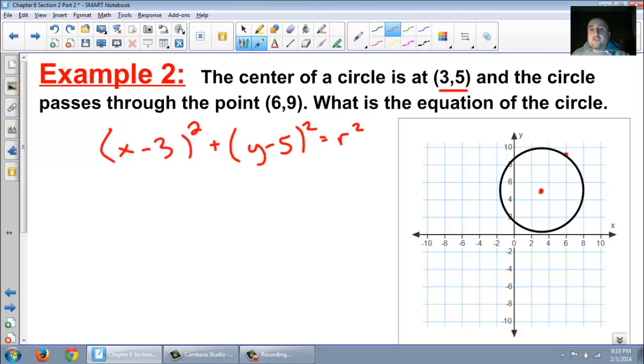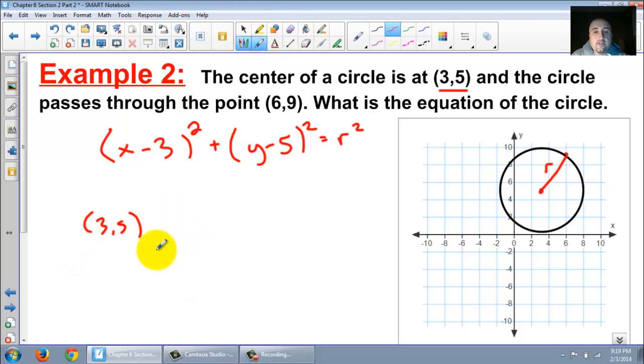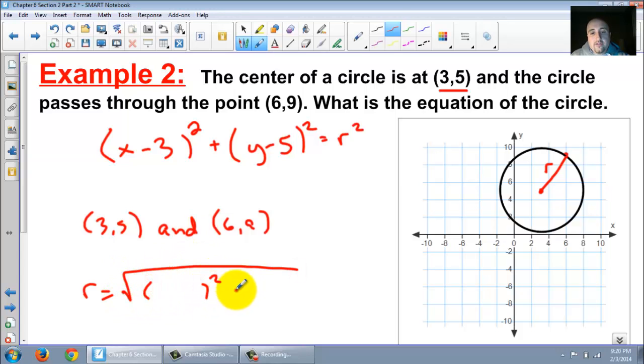Now, the only other thing we need to know is our radius. So remember, the radius is the distance from the center to one of the points on our circle. So once again, we need to find the distance from our center to a point on our circle. So we need to find the distance between (3, 5) and, that is an ugly one, get rid of that and start again. So (3, 5) and (6, 9). And that is going to give us our r. Okay, so let's write my skeleton formula.